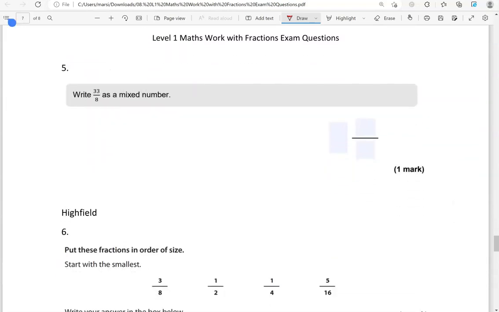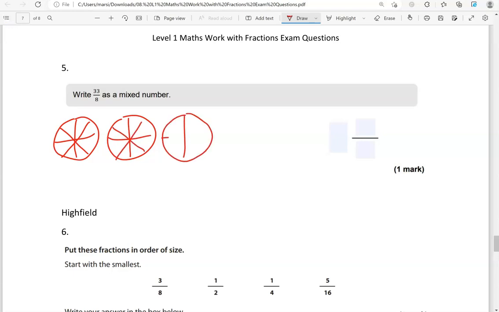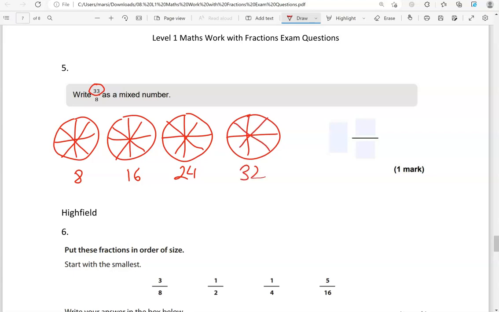Write 33/8 as a mixed number. So you can imagine cakes split into 8 equal slices. 33 slices. How many full, whole cakes would that make? So 8, 16, 24, 32, and then you have one more slice here. So it's 4 and 1/8.